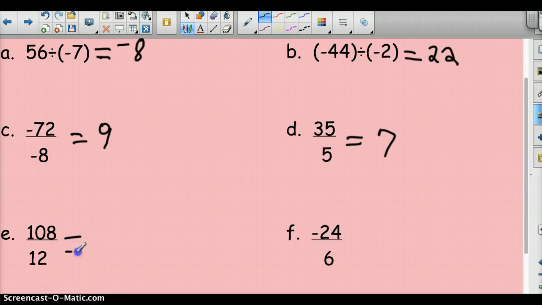Moving on to the next, 108 divided by 12. It's a positive divided by a positive, so the result will be positive, and 108 divided by 12 is 9. Last one. Negative 24 divided by positive 6 is a negative divided by a positive. They have different signs, so the result will be negative. It will be negative 4.